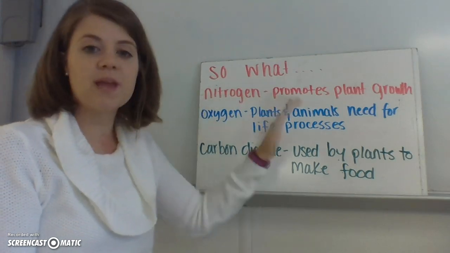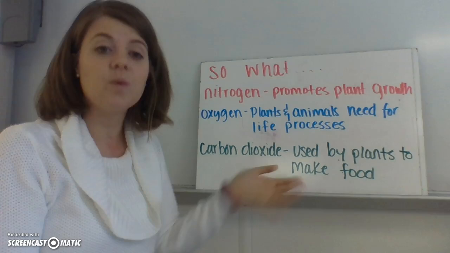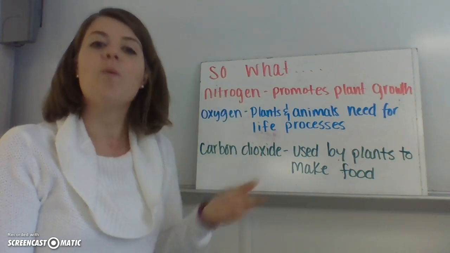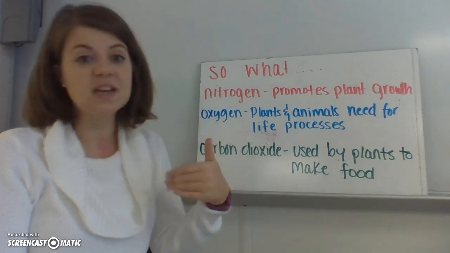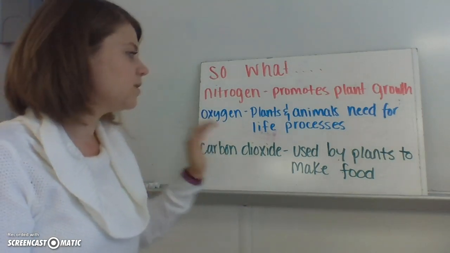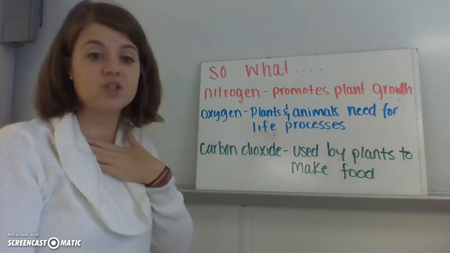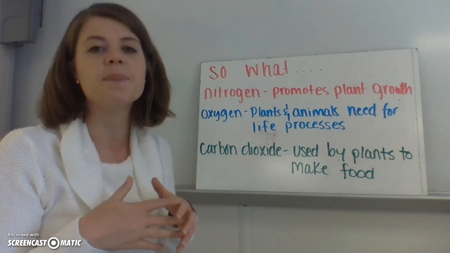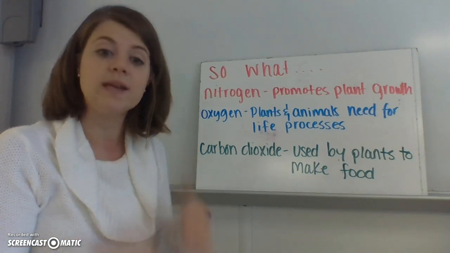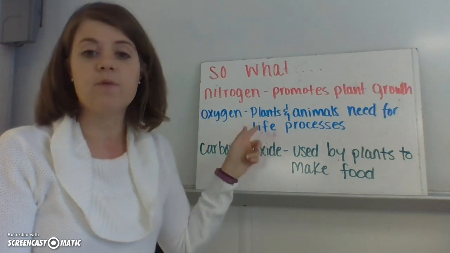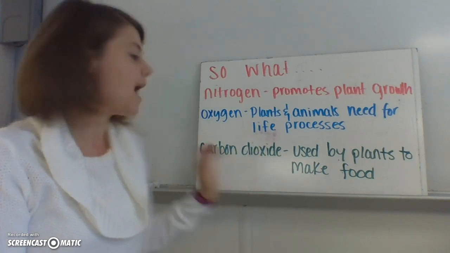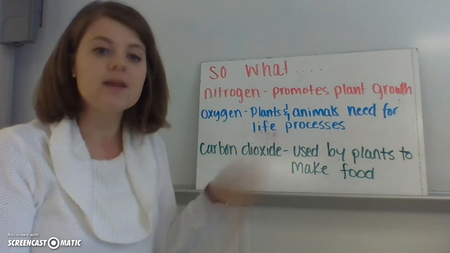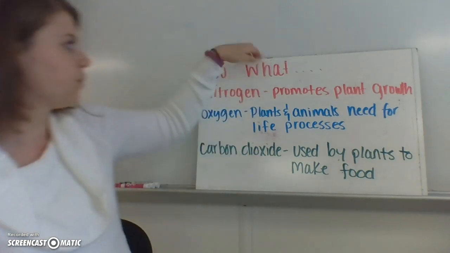Nitrogen promotes plant growth. Important, right? We want nitrogen to help grow those plants. Why? Because they need it and we need it to eat it. Oxygen, obviously for us, we need oxygen to breathe, and later on in the year we're going to talk about how that oxygen is used in our bodies and why we need it. Plants also need it to perform life processes. And last but not least, carbon dioxide. Who uses that? Plants, right? They need it to make food.